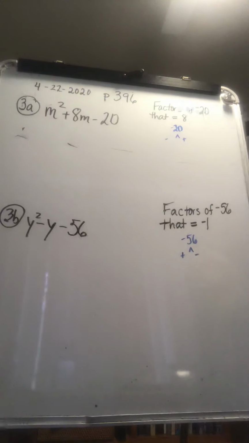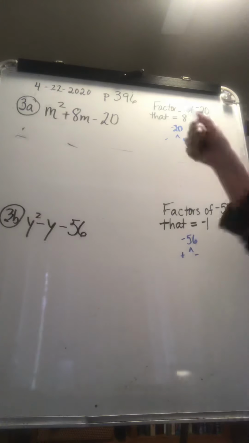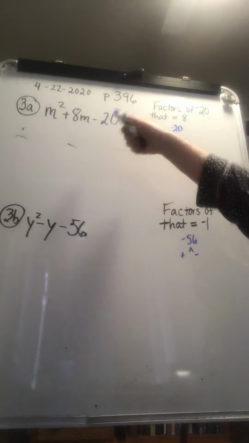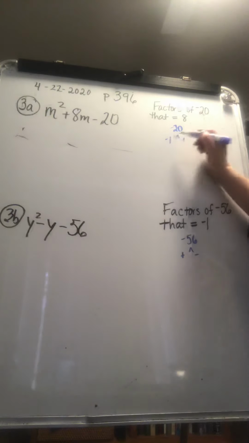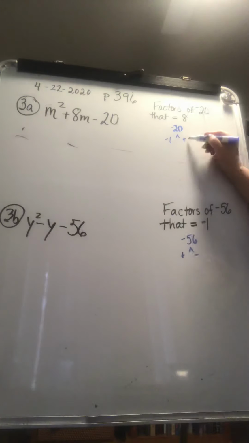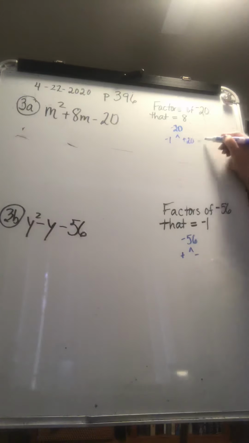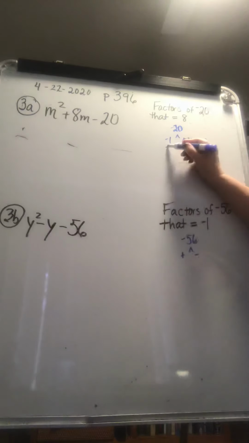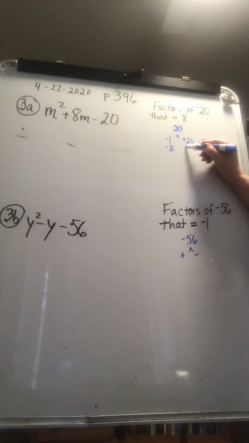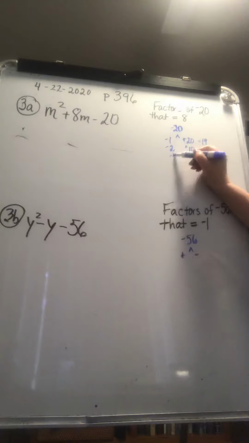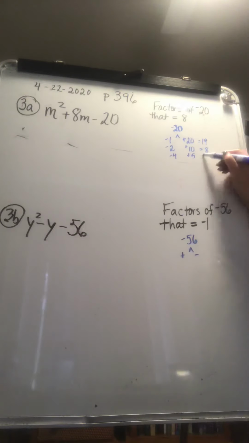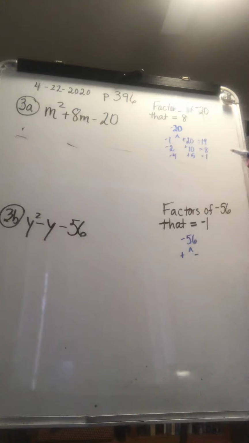Okay, my first one is m squared plus 8m minus 20. I have to find factors of negative 20, because that's my C value, that are equal to positive 8. So I have negative 1 and positive 20. That gives me positive 19 when I add it up. And now I have negative 2 and positive 10. That gives me 8. So I don't need to go further. Okay, so now I have my two factors.